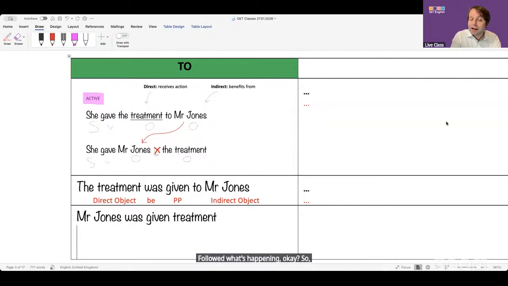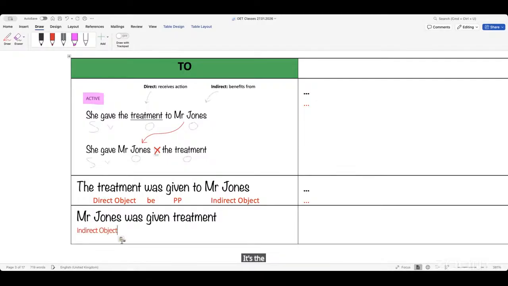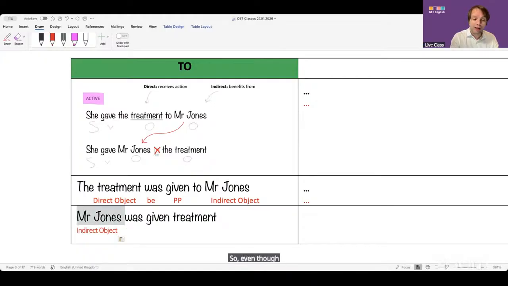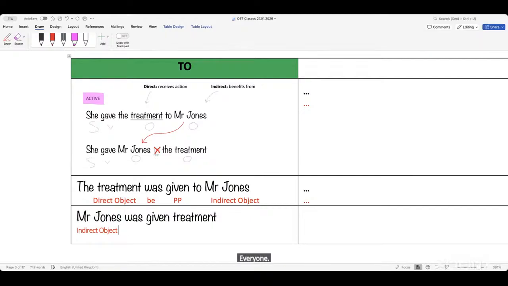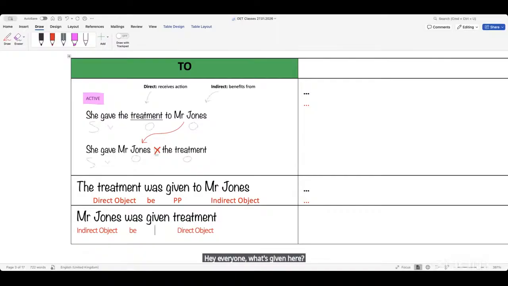So, Elif, Mr. Jones, is that the direct object or the indirect object? It's the indirect object, okay? So even though we're starting with it, it's still the indirect object. Where's the direct object, guys? Treatment. It's here. And Farid, what's happening in the middle? Is it the same? Just be verb. Everyone, what's given here? Past participle.